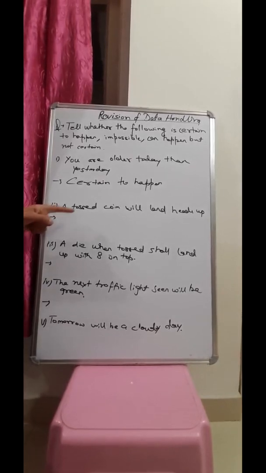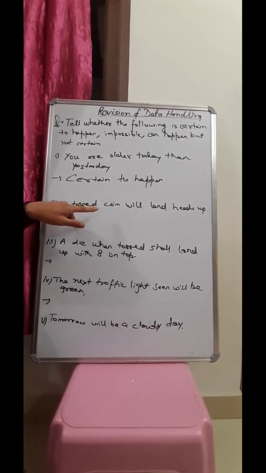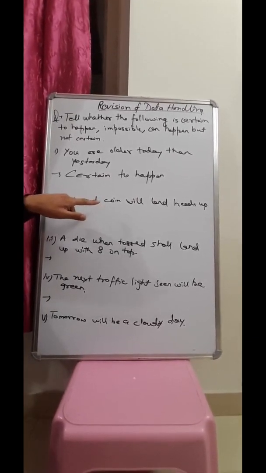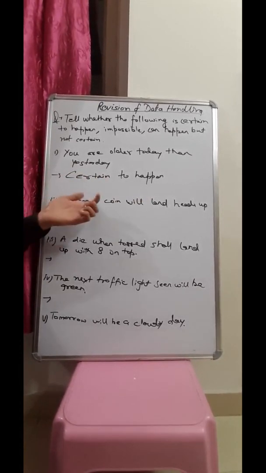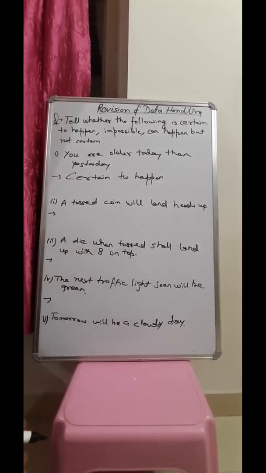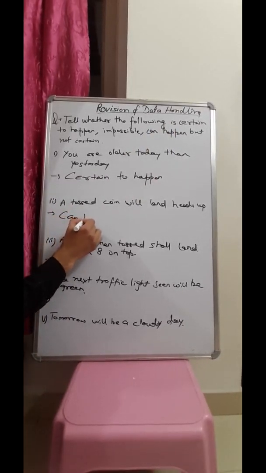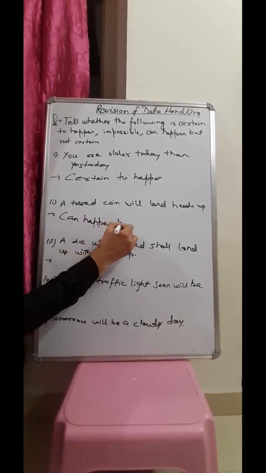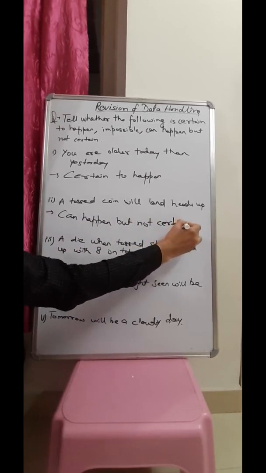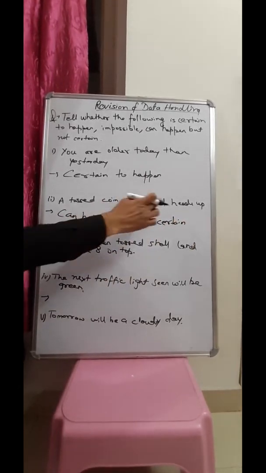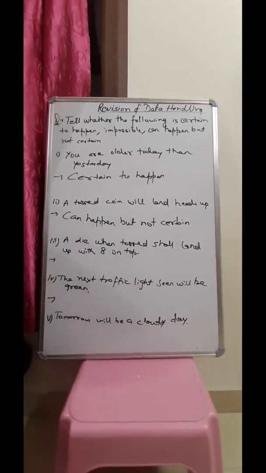Next is, a tossed coin will land heads up. So when we toss a coin and it lands heads up, we are not sure whether it will land heads or tails. So that means in this what will come? Can happen but not certain. So in this we are not sure that it will come heads or tails. So you have to say that it can happen but not certain.